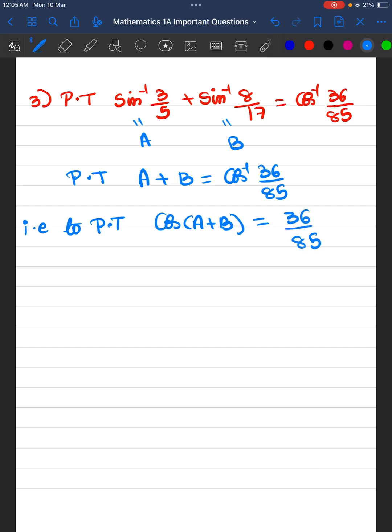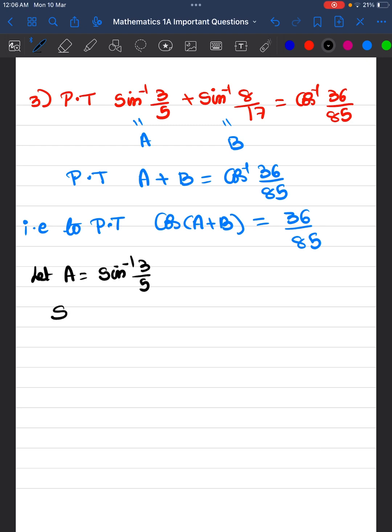So now what formula do you have to apply? The cos A plus B formula. What is the cos A plus B formula? Cos A cos B minus sin A sin B. By applying that formula also we can solve this problem. So I am applying that. Here, let A be equal to sin inverse 3 by 5.